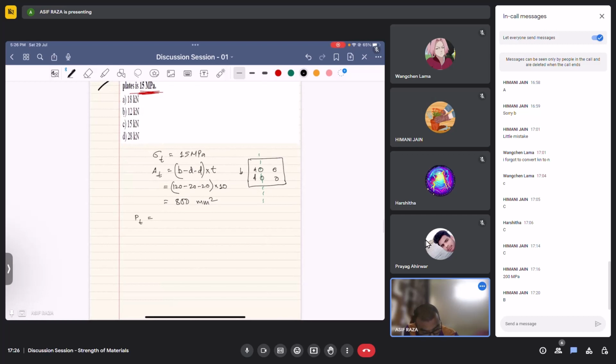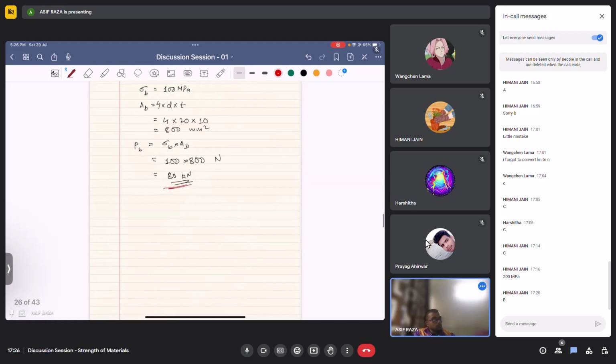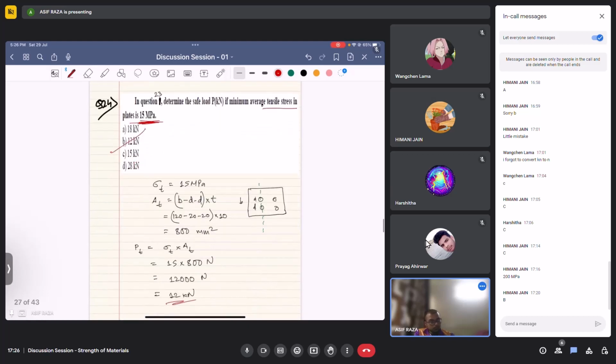Consequently, Pt can be found as sigma T times AT, and that is 15 into 800 Newton. So that is 15 times 800, which is 12,000 Newton, that is 12 kilonewton. Okay, yeah, option B. Okay, moving forward.